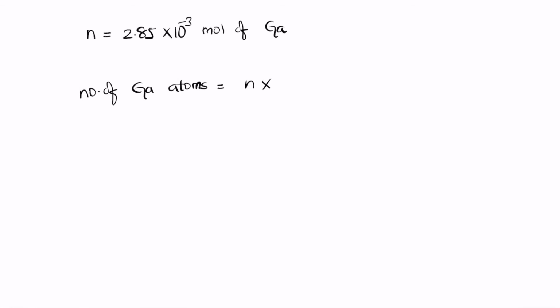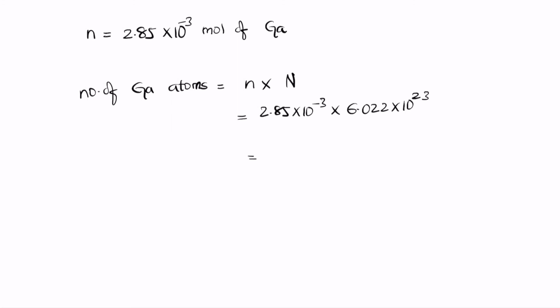So the total number of moles N is given as 2.85 times 10 to the power negative 3 mole of gallium. They are asking you to find the total number of gallium atoms. Remember the formula: the total number of gallium atoms is found by multiplying the number of moles with the Avogadro number. The number of moles is 2.85 times 10 to the power negative 3, and the Avogadro number is 6.022 times 10 to the power 23.